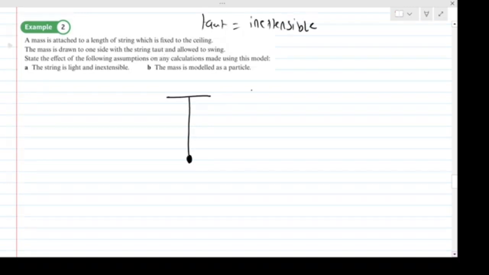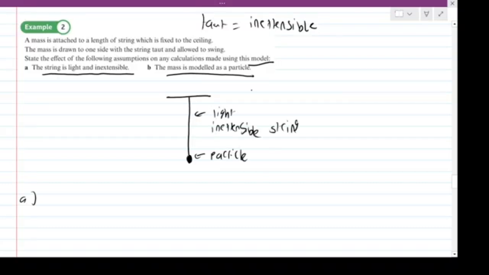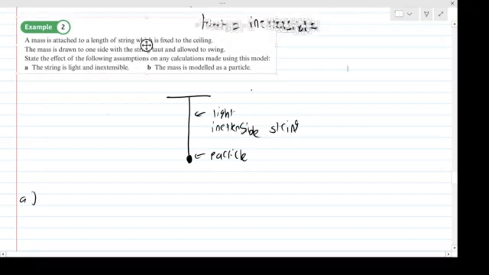And so it says state the effect of the following assumptions on any calculations made using the model. So again, this is a model because we're making assumptions about the string being light and inextensible and the mass being a particle. So this is a particle and the string is light inextensible. Okay, so what do all of these mean? Well, we just need to say what we just went over.